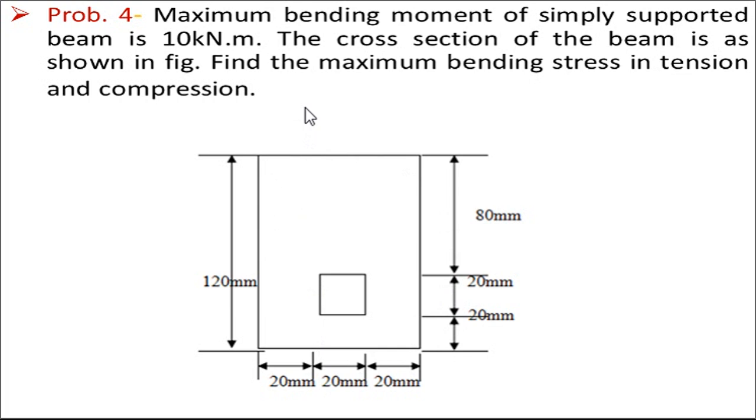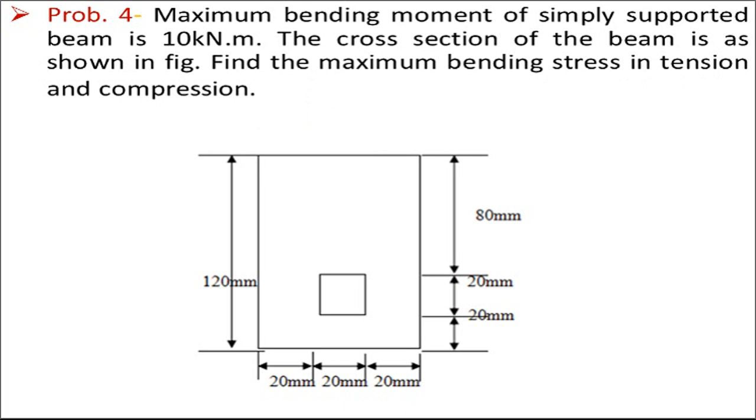In the problem, the maximum bending moment of a simply supported beam is given, which is 10 kilonewton meter in magnitude, and the cross section is there. They ask to find the maximum bending stress in the tension side and the compression side. Bending stress is shown by the symbol sigma, in tension sigma t, and bending stress in compression sigma c. So we have to find these two values.